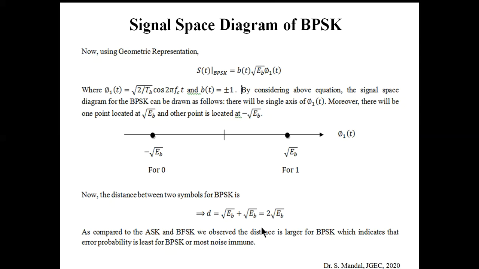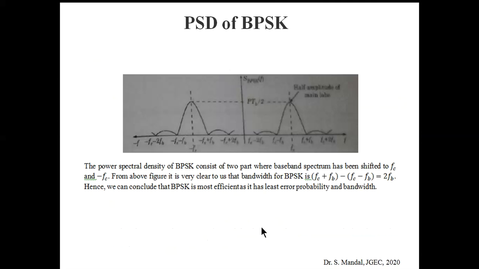I think the signal space diagram for any digital modulation technique is clear to you. That means how we can draw a signal space diagram for a particular digitally modulated waveform. So that is the process.